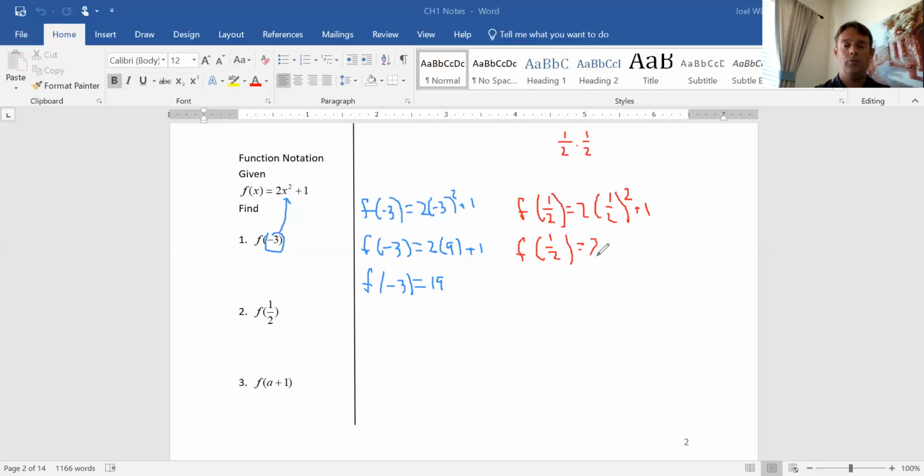And then 2 times 1/4 is going to be 1/2. And then we're going to add 1 to it. So that would end up being 3/2. If you did a mixed number there, that's fine. If you did 1 and 1/2, that's okay. Personally, I prefer improper fractions, but whatever works for you.